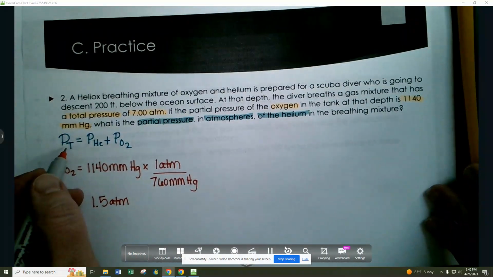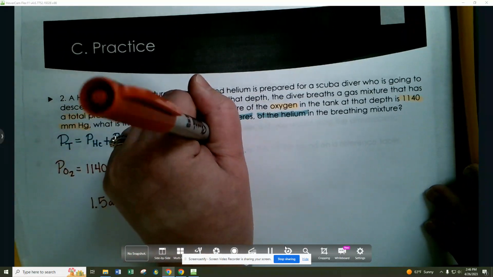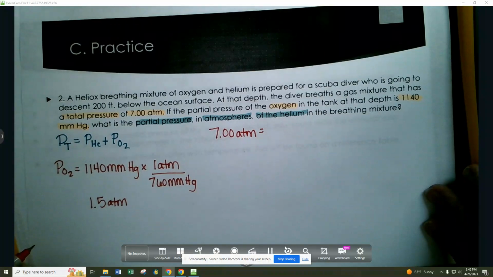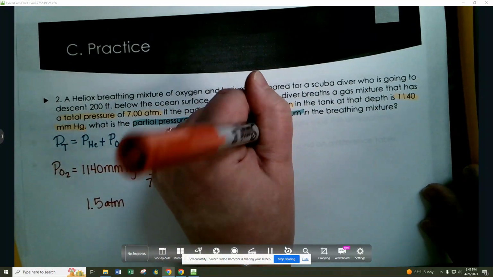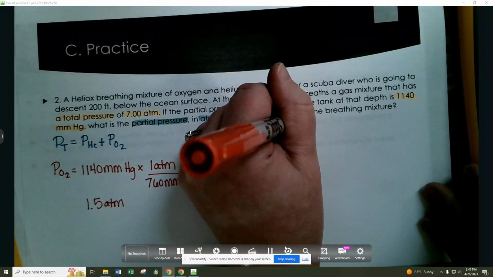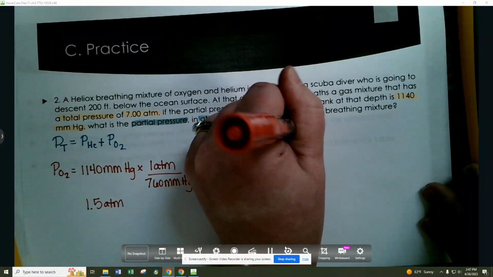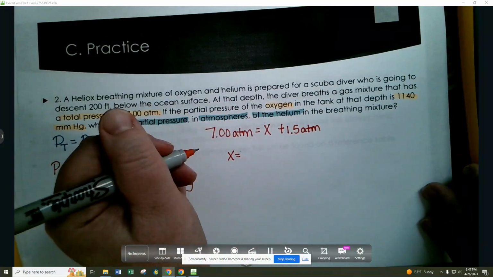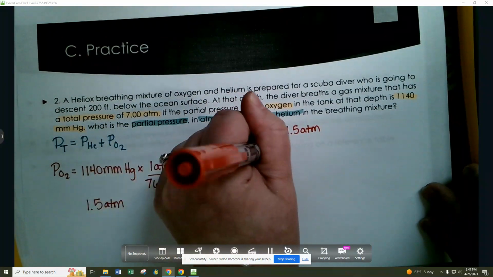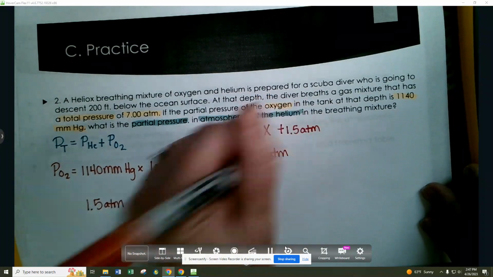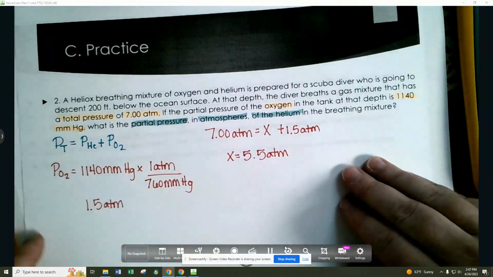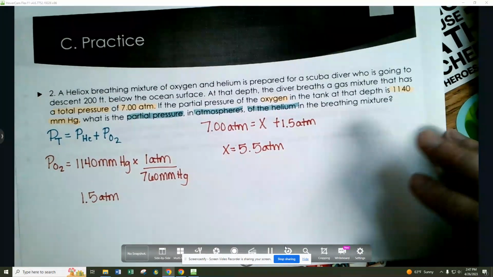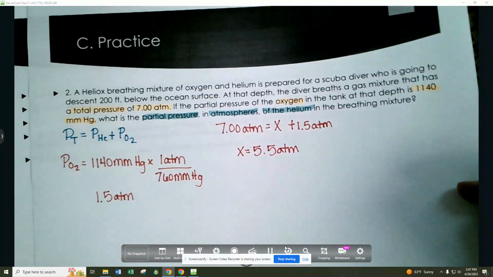So the total pressure, again, as stated in the problem, was 7.00 ATM. It is the result of the sum of the helium, which is now X, plus the sum of my oxygen of 1.5. So here we're just subtracting 1.5 from that, and X is going to be 5.5 ATM. And so again, in this set of problems, you can see that we found in the first one the total pressure, and then the other option is solving for an individual pressure of a gas.